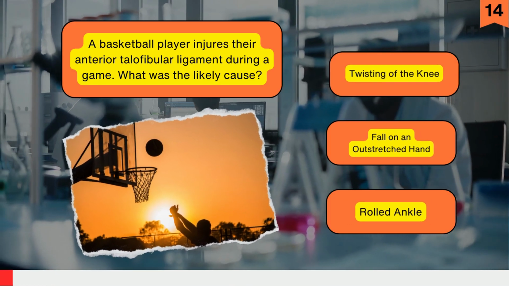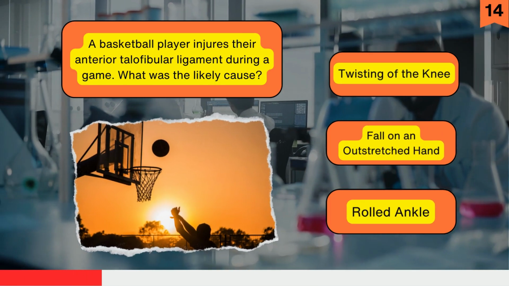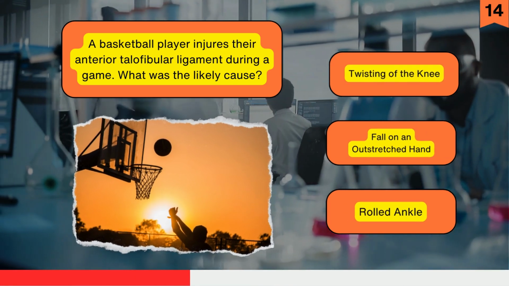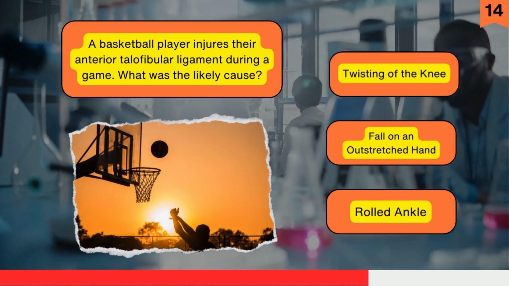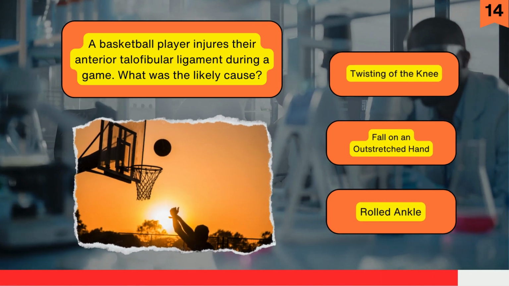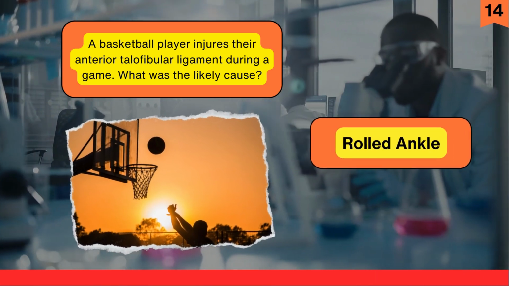A basketball player injures their anterior talofibular ligament during a game. What was the likely cause? Twisting of the knee, fall on an outstretched hand, or a rolled ankle? This is from a rolled ankle.